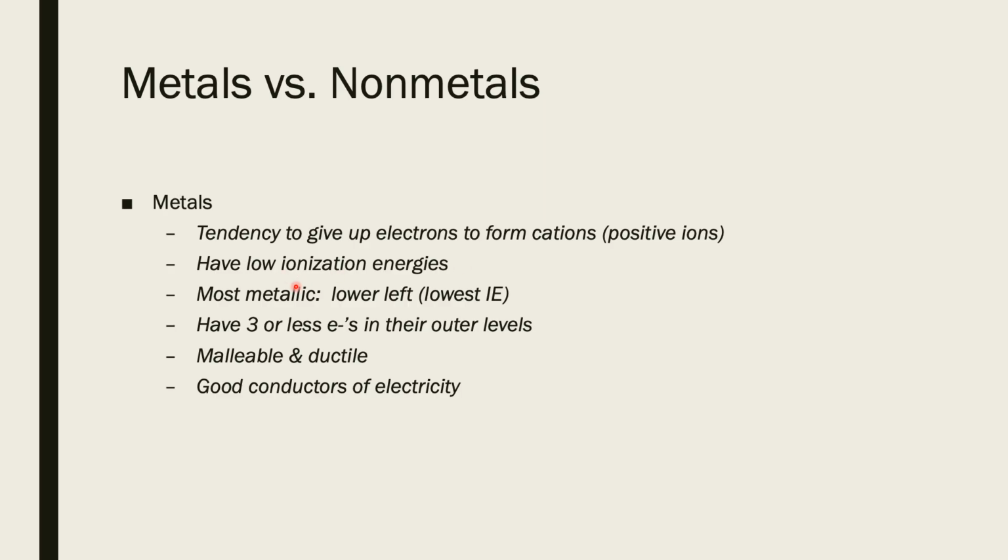The elements that are the most metallic, in the lower left-hand corner, have the lowest ionization energies. This IE represents ionization energies. Your metals tend to have 3 or fewer electrons in their outer energy ring. They are malleable, meaning they can be bent or hammered into different shapes. They're ductile, meaning they can be pulled into thin wires, and they're good conductors of electricity.